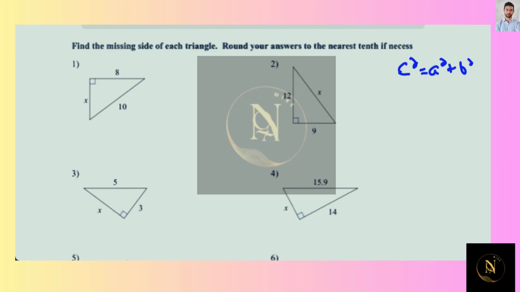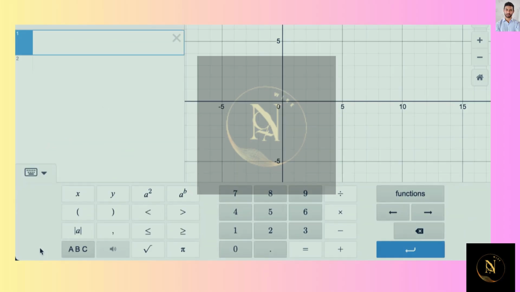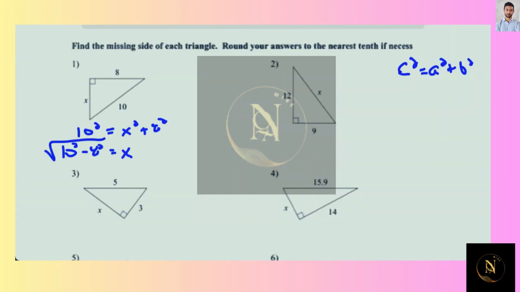So in number 1, 10 squared would be equal to x squared plus 8 squared. So x squared would be equal to 10 squared minus 8 squared. And then you would square root to solve for x. So the square root of 10 squared minus 8 squared is 6.